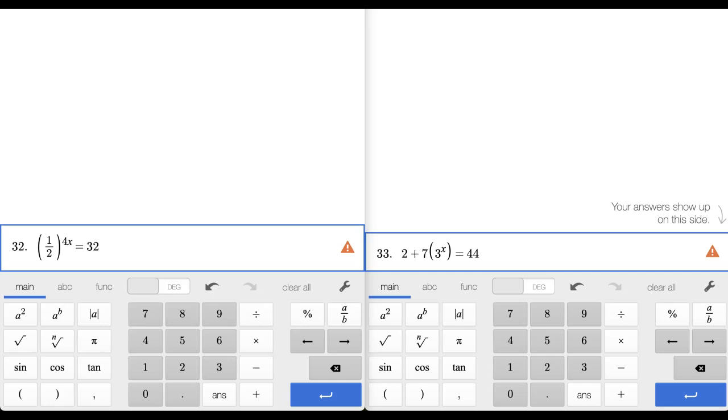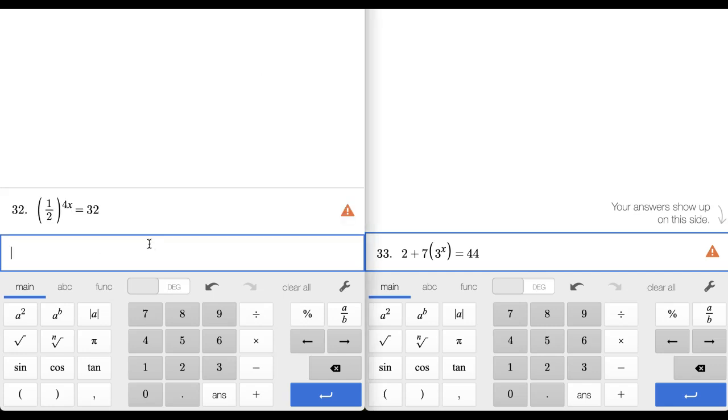So this is numbers 32 to 35. We can write answers in exact form, so we'll just see what we get here. All right, number 32.